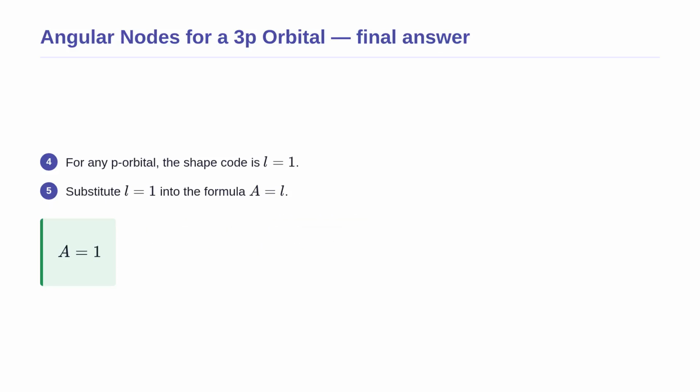Continuing with our calculation, we know that for any p orbital, regardless of its size, the shape code L is always exactly 1. By substituting this value of 1 into our equation, we find our result. This means a 3p orbital has exactly 1 angular node. In practical terms, if you look at a dumbbell-shaped p orbital, there is exactly 1 flat sheet of glass you could slide between the two lobes where the electron will never be found.